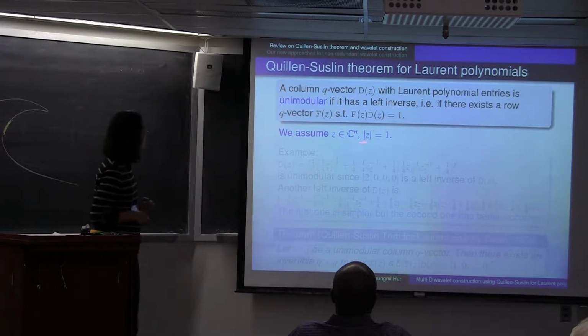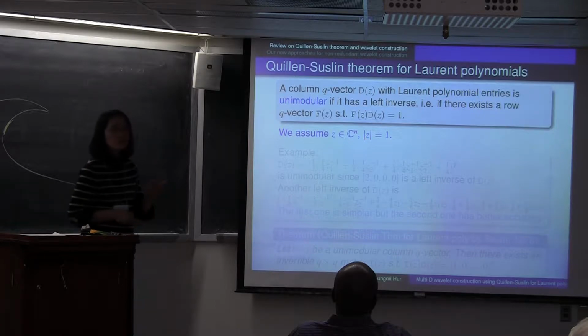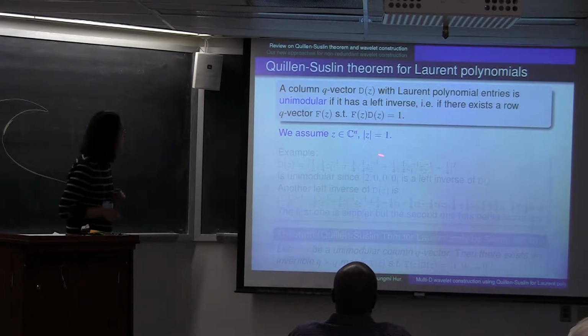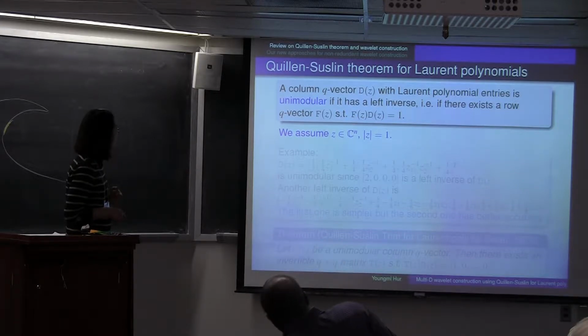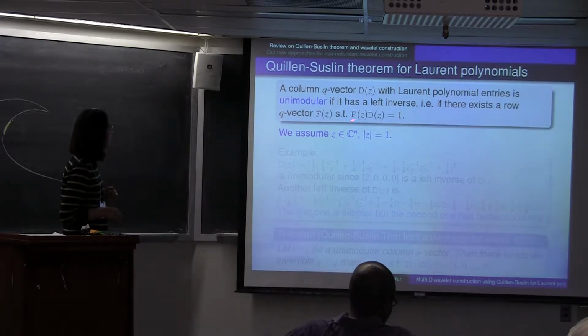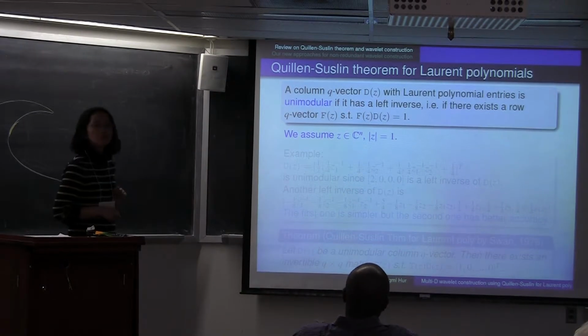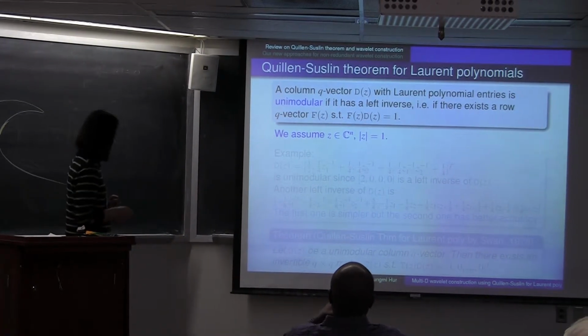In algebraic geometry, where the Quillen-Suslin theory is used, you can take z to be any n-dimensional complex Euclidean domain. But for my purpose, it suffices to take z from the unit sphere, so I will do that. Another thing I want to say is that if you change the point of view, f of z is also called unimodular because it has a right inverse.